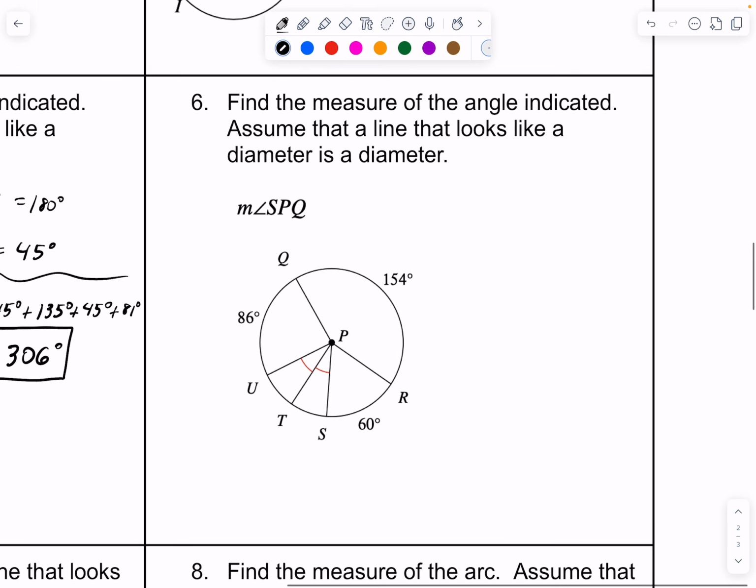Okay, number 6. Find the measure of the angle indicated. Again, if it looks like a diameter, it is. So I don't see any diameters on this one or anything that looks like it. We're trying to find SPQ. So let's highlight that.